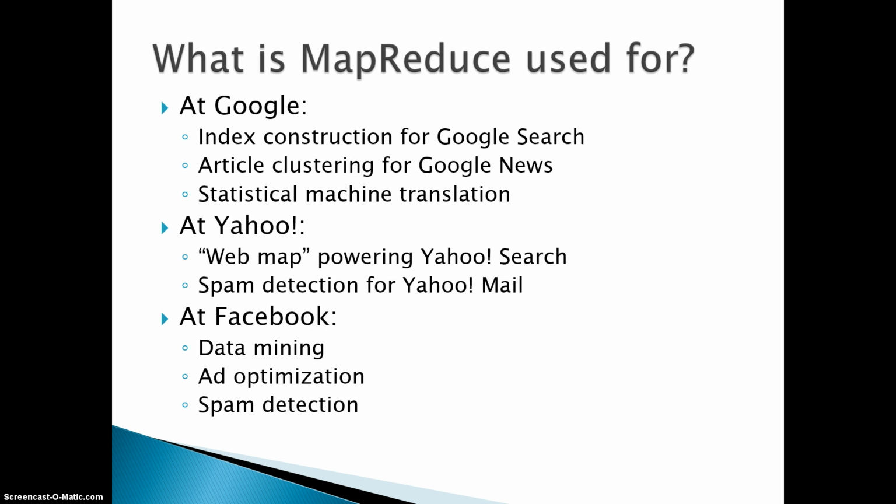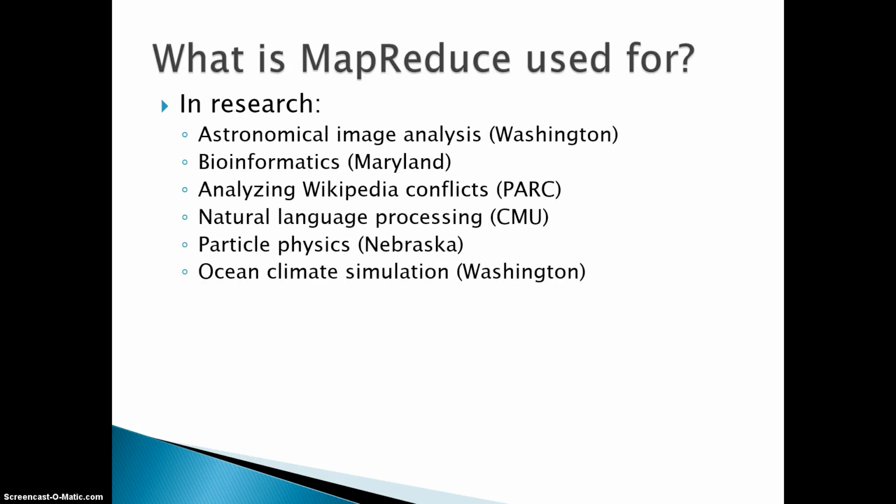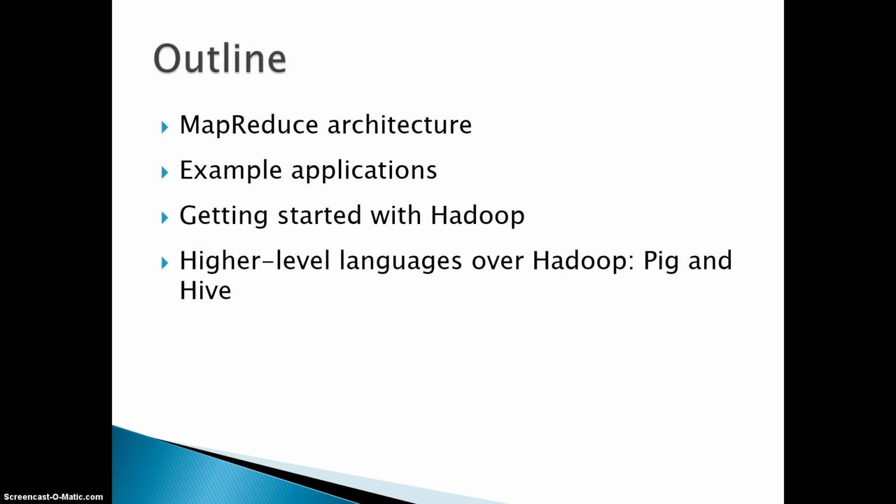What is MapReduce used for? At Google, index construction for Google search, article clustering for Google News, statistical machine translation. At Yahoo, we use it for web map, powering Yahoo search, and spam detection for Yahoo Mail. At Facebook, data mining, ad optimization, spam detection. In research, astronomical image analysis, bioinformatics, analyzing Wikipedia conflicts, natural language processing, particle physics, ocean climate simulation.